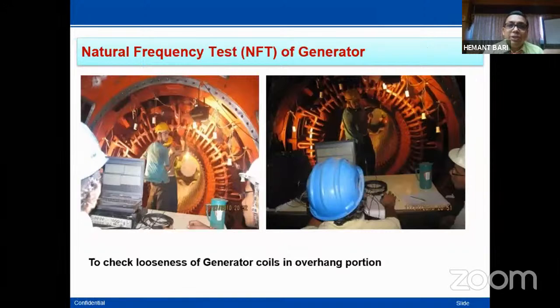Natural frequency test of the generator. जो overhung portion है, this overhung portion because of vibration during running condition may get loose, or wedges may get loose. So because of that the bars may get loose. So to avoid this the NFT test is done and any looseness will be immediately corrected during the shutdown.